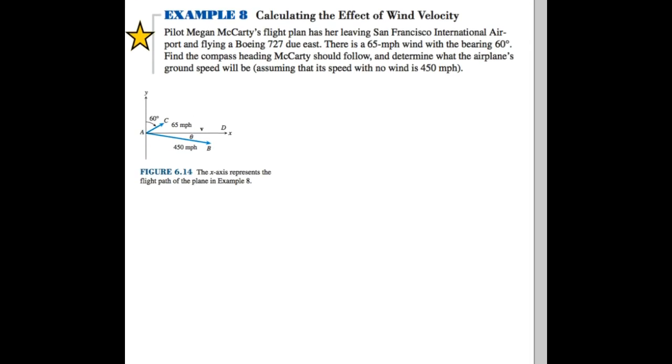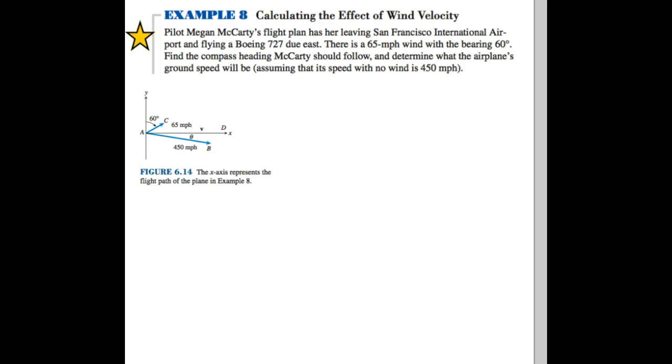Example 8. It's going to be the most involved of the four that we're doing today. It says pilot Megan McCarty's flight plan has her leaving San Francisco International Airport and flying a Boeing 727 due east. There is a 65 mile per hour wind with a bearing of 60 degrees. Find the compass heading or the bearing that she should follow and determine what the airplane's ground speed will be, assuming that its speed with no wind is 450 miles per hour.